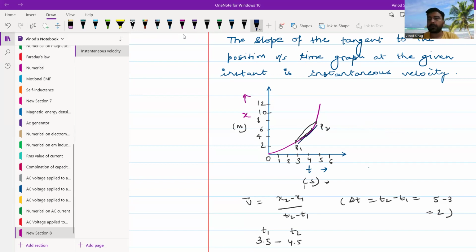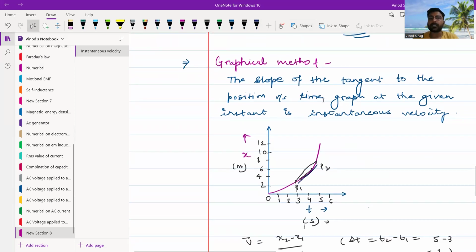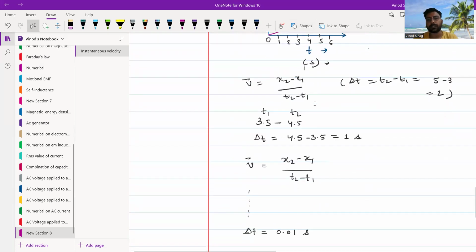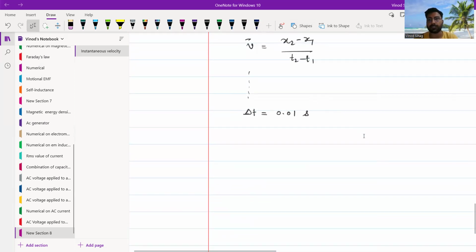Now, as per the definition of the graphical method, the slope of that tangent will be our instantaneous velocity. So that's how we can find the instantaneous velocity, by finding the slope of the tangent at the particular given point. So instantaneous velocity is again delta x over delta t, in the limit as delta t tends to 0.